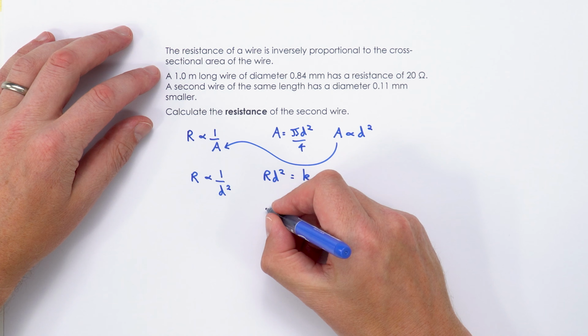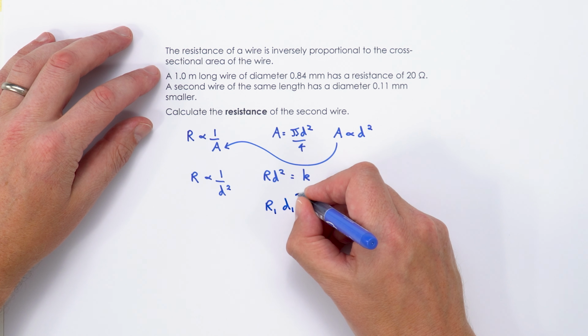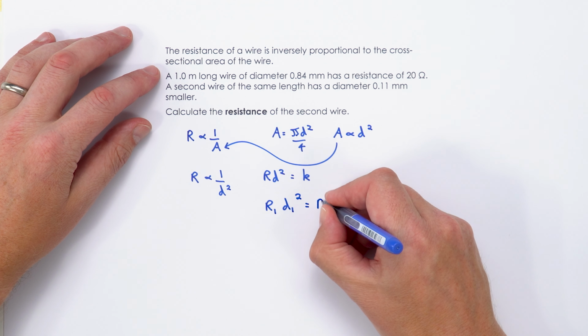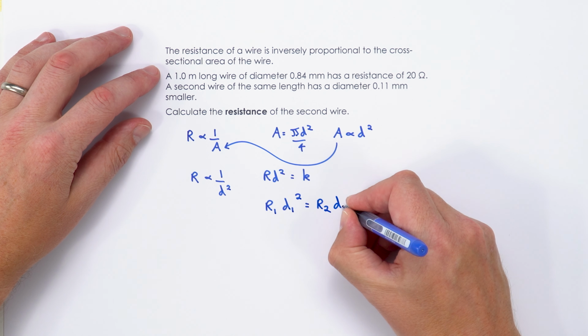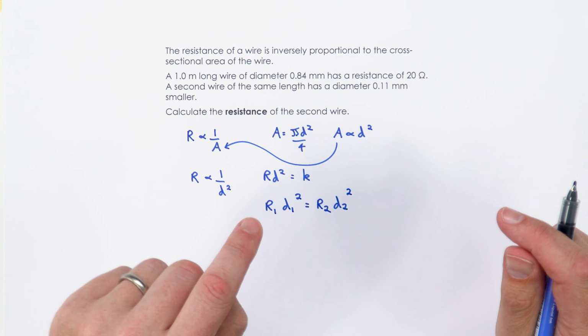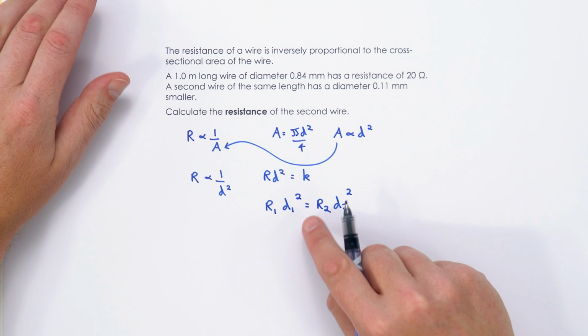Now thinking about these two wires, we've got the first wire and the second wire. So what we could say is that the resistance of the first wire times the diameter of the first wire squared is going to be a constant, which is also then going to be the same as the resistance of the second wire times the diameter of the second wire squared. So we know this, we know this, we can work out this, and that means we can work out this.